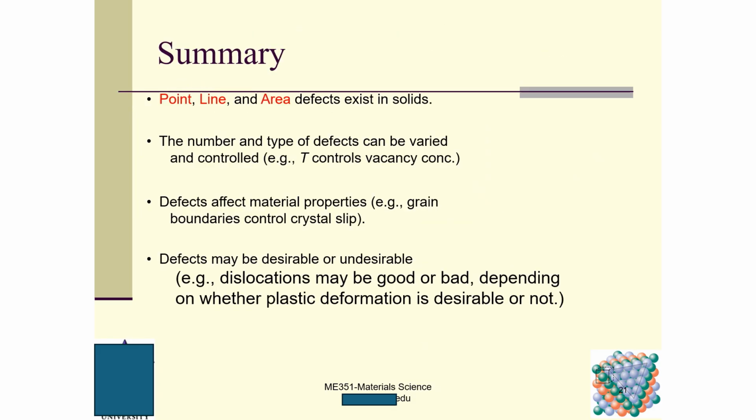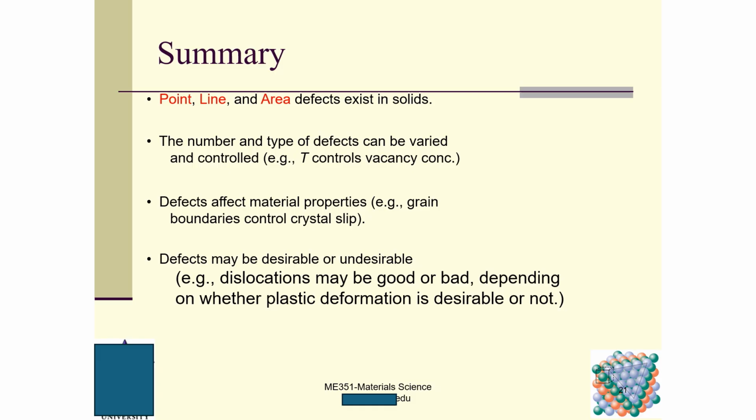Summary. For these imperfections, we have talked about point, line, and area defects that exist in solids. The number and type of defects can be varied and controlled. For example, temperature controls vacancy concentration. Defects affect material properties. You should know that. For example, grain boundaries control crystal slip.